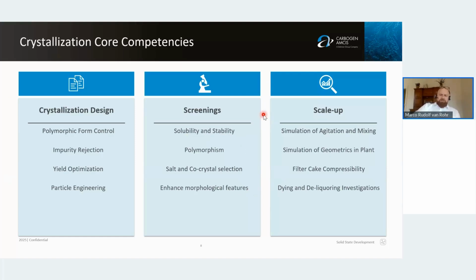One major part, which is also very important for me, is upscaling, and we have good capabilities to simulate what is going on in the plant. As Carmen said in the beginning, I've been working in the plant a couple of years, and I saw what happens if processes, especially filtrations, are not well designed, and it really teaches you about how time is lost and what we can do against it in production. As you all know, crystallizations are highly scale-dependent unit operations.